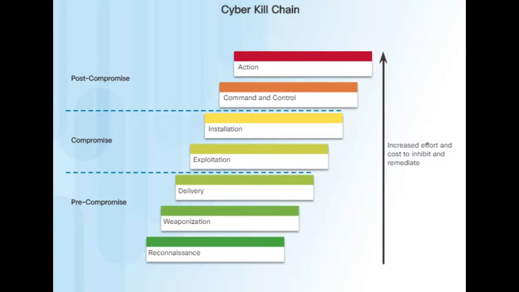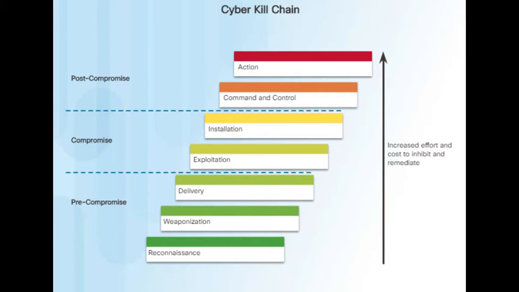According to Lockheed Martin, understanding the stages of the kill chain allowed them to put up defensive obstacles, slow down the attack, and ultimately prevent the loss of data. The figure shows how each stage of the kill chain equates to an increase in the amount of effort and cost to inhibit and remediate attacks.